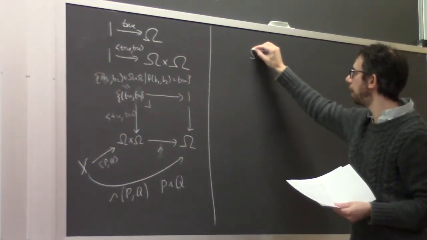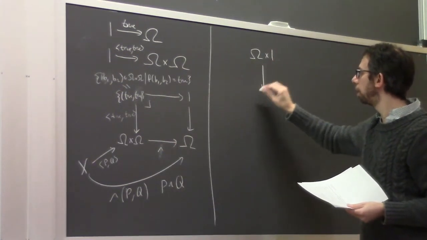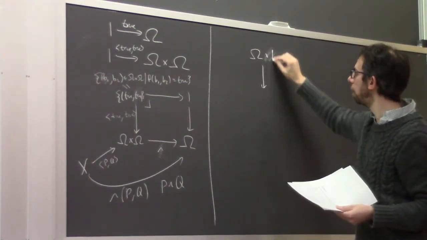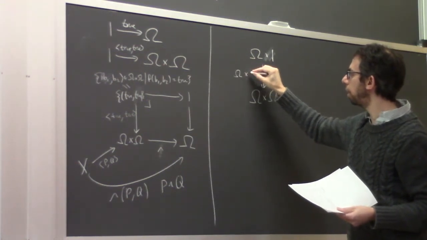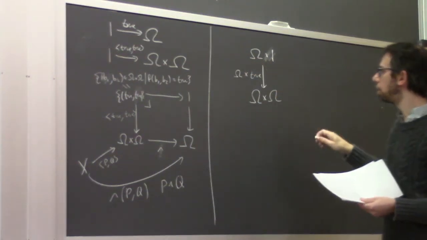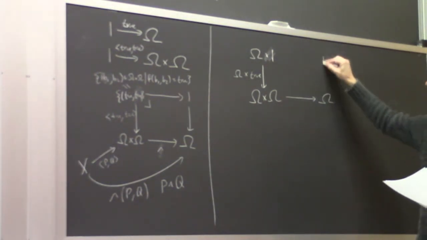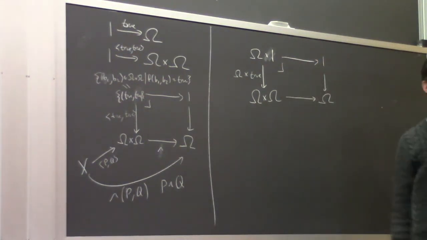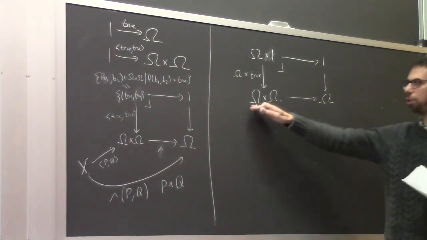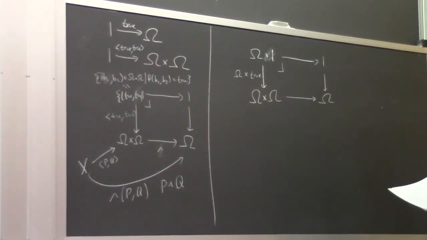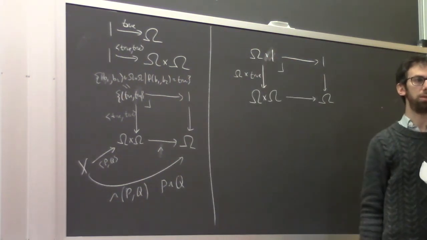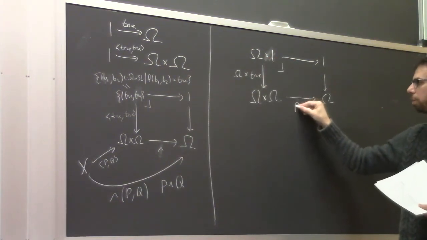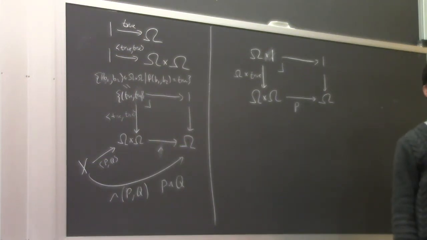So for example, you could say omega times 1, mapping to omega times omega by identity on the first part and true on the second part. What would this be classifying? This is taking two truth values, P and Q, and asking that I don't care what the first one's doing, but the second one has to be true. So this is basically just asking, what is P? It just projects onto the first coordinate.